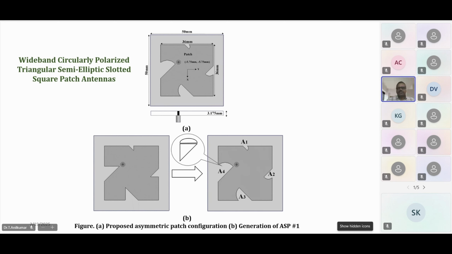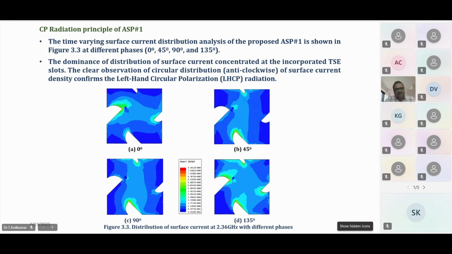In the next slide, you can see the current distribution. If you see the current distribution at 0 degrees, the field is horizontal, and it is concentrated more on the circular part of the slot. At 45 degrees, it is rotated towards the left hand side, so the lower part of the slot has more concentrated current. Then at 90 degrees, it is tending towards the left hand side, and at 135 degrees, it has completely moved towards the left hand side. That means the orientation of the field is rotating in the left hand side.